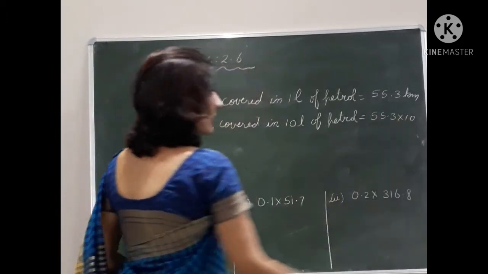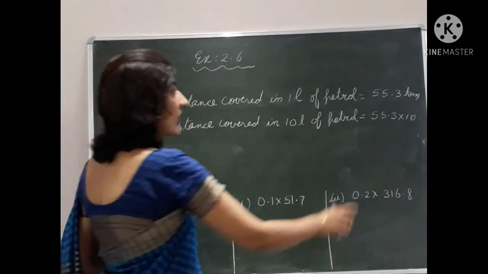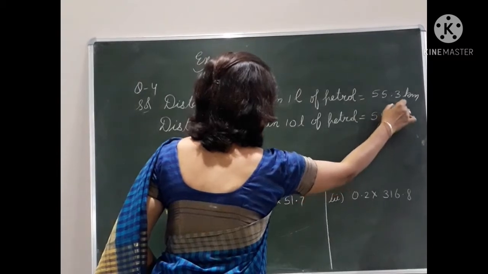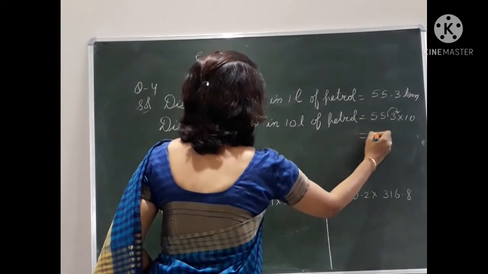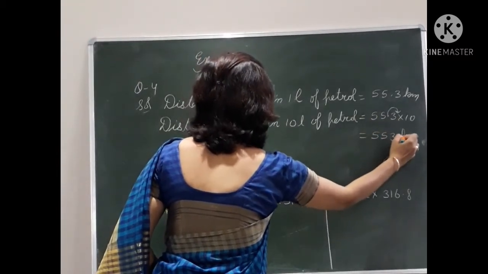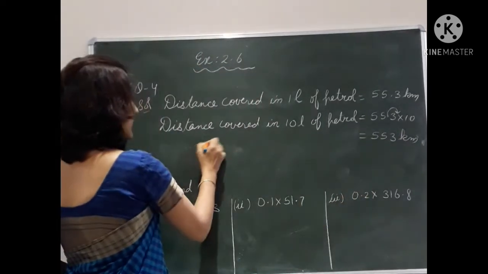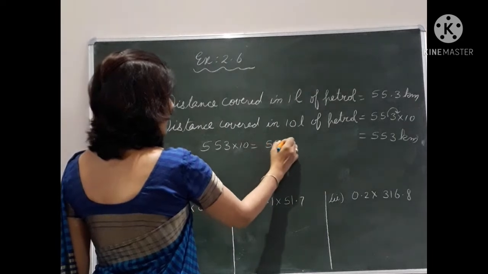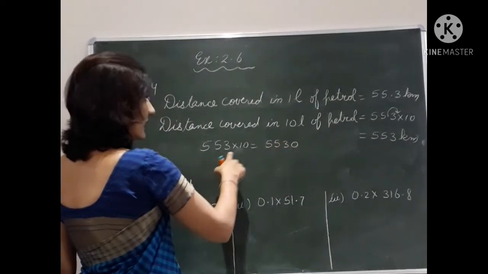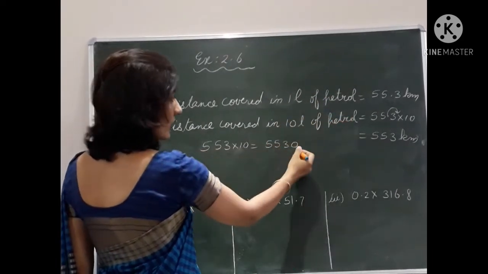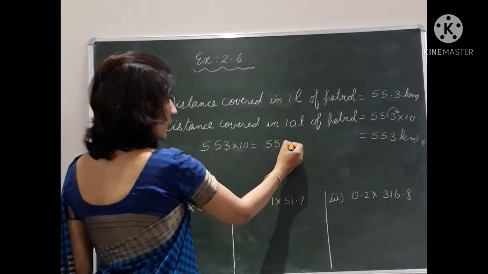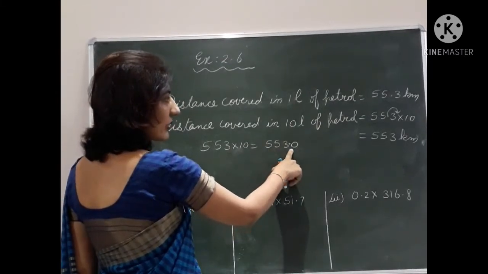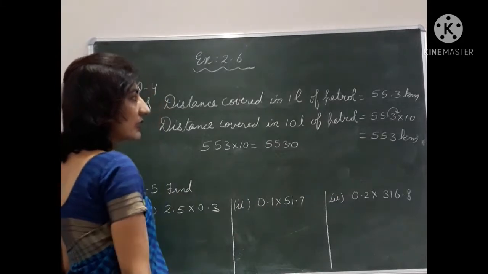So a decimal number multiplied by 10. In 10 we have 1 zero, so this decimal will shift one place to the right. So it will be 553 kilometers. Or you can just multiply 553 into 10 and see; you will get 5530. After the decimal there is one digit, so here also, starting from the right hand side, I put one digit. I am getting 553.0, that is 553 kilometers.